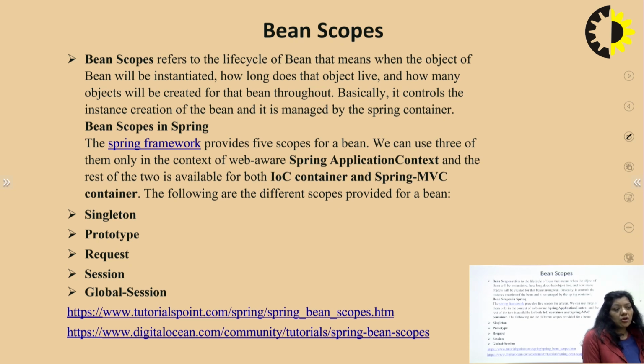We can use 3 of them only in the context of a web-aware Spring application context, and the rest of the 2 are available for both the IOC container and the Spring MVC container. So we basically have different scopes provided for a bean. First one is singleton, second one is prototype, then request, session, and global session.